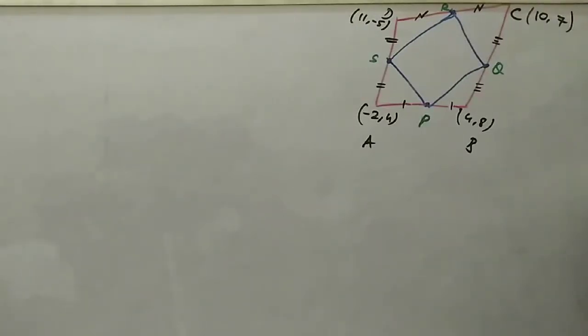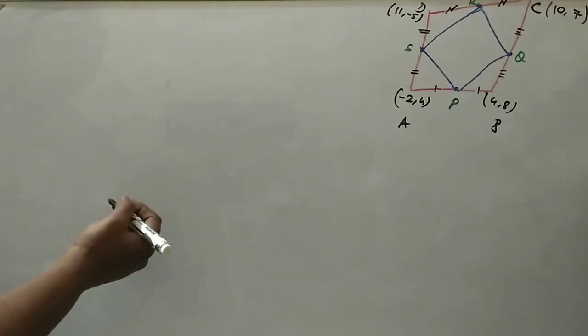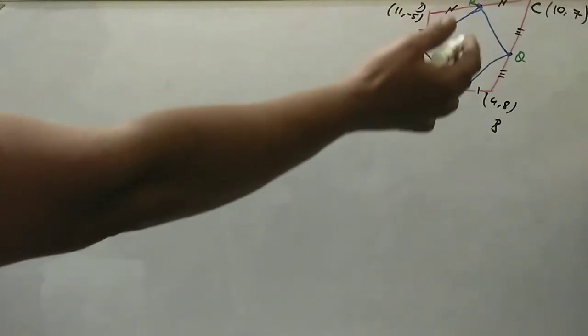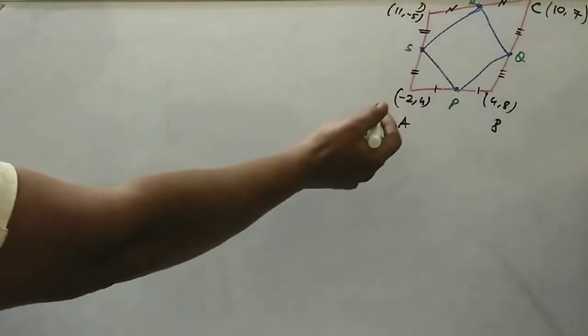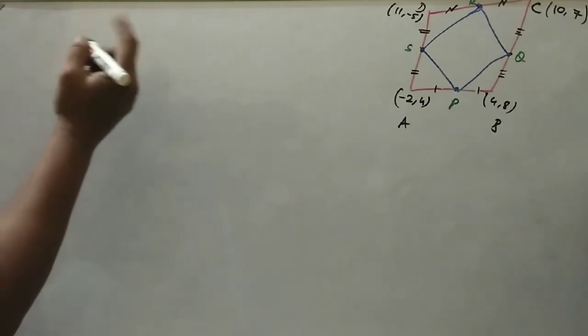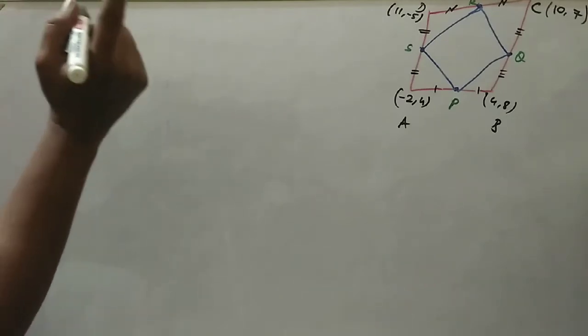Given, ABCD is a quadrilateral and P, Q, R, S are the midpoints of the sides AB, BC, CD and AD. Okay. Now, we have to prove that PQRS is a parallelogram. We have to prove it.